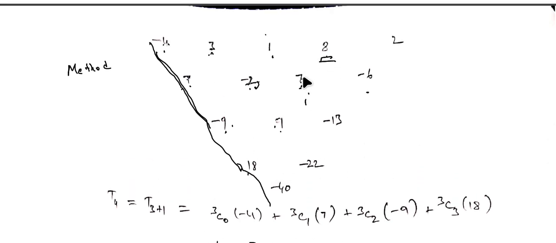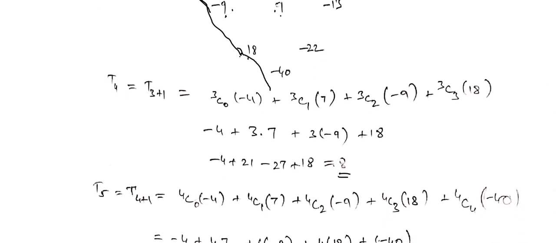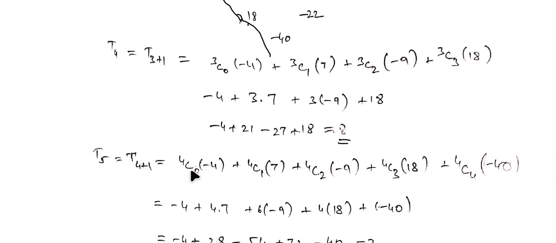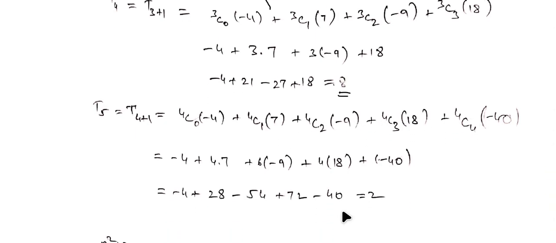Which is what this 8 is about. Similarly, what is this 2? T5 is nothing but T4 plus 1. So 4C0 into this, 4C1 into this, 4C2 into this, 4C3 into this, 4C4 into this. That is what we have done. T5, 4C0, 4C1, 4C2, 4C3, 4C4. If you simplify all of this, we have got this equals to 2.